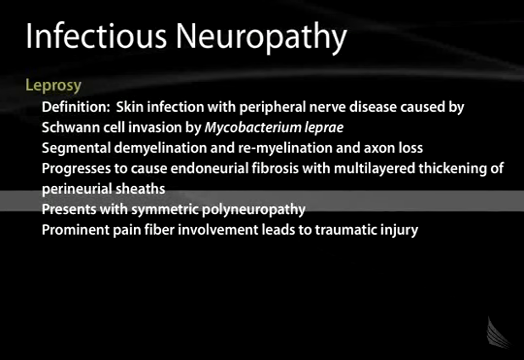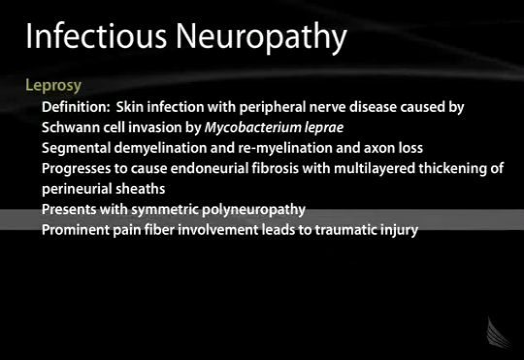These patients present with a symmetric polyneuropathy, usually a stocking glove distribution. You also have prominent pain fiber involvement leading to traumatic injury. These patients don't sense pain in their lower extremities as the nerves aren't working properly. They will develop foot deformities after recurrent traumatic injuries to the feet.